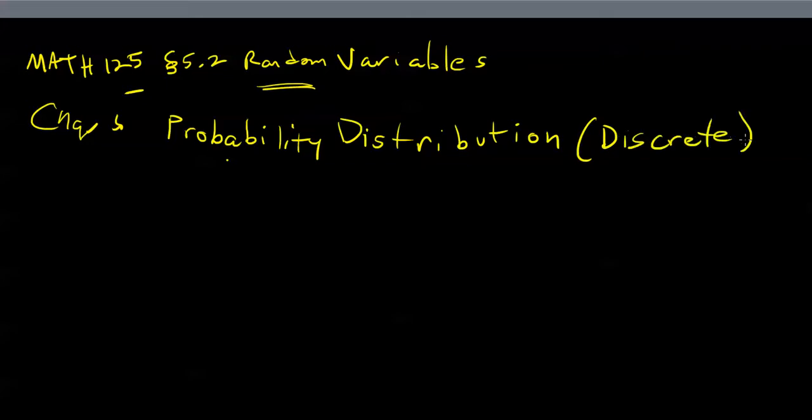Alright. Chapter 5, the author has a descriptor in that title. It's entitled Discrete Probability Distributions. Well, I would probably just call it Probability Distributions. We'll talk about the discrete part a little bit later in the class.